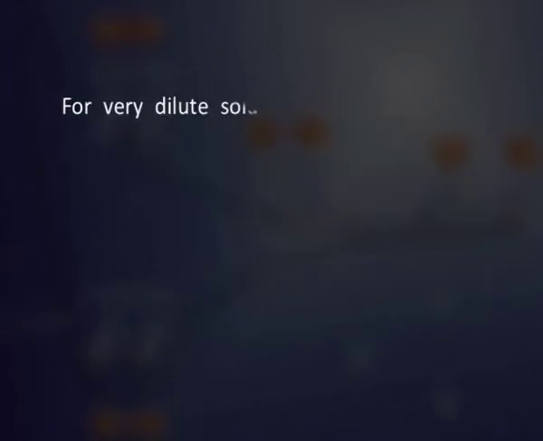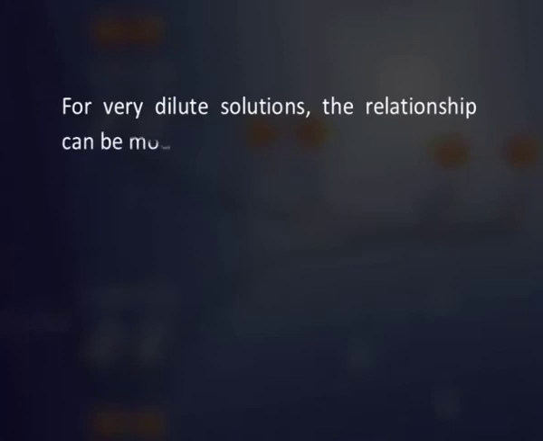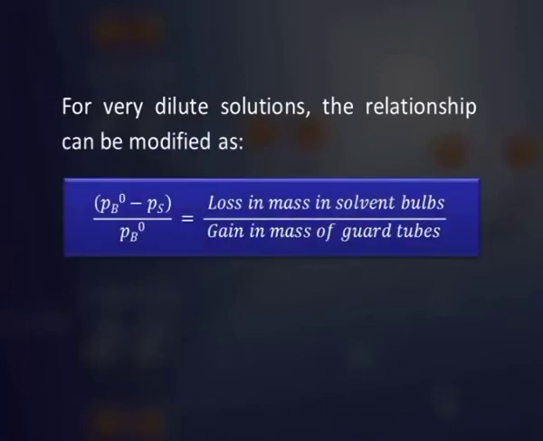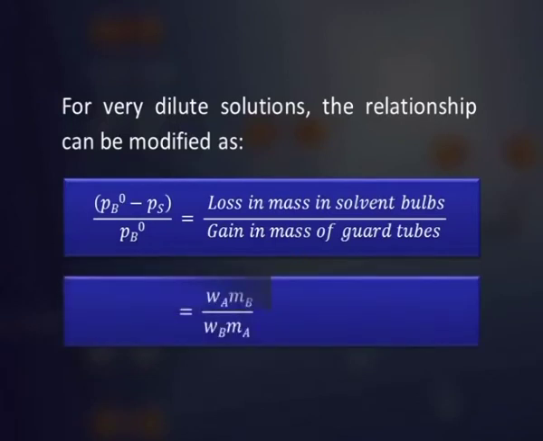For very dilute solutions, the relationship can be modified. P naught B minus Ps upon P naught B is equal to loss in mass of solvent bulb upon gain in mass of guard tubes, equal to WaMb upon WbMa, that is number of moles of solute upon number of moles of solvent. We can take an example to practice this topic.